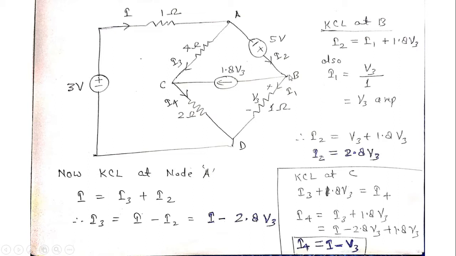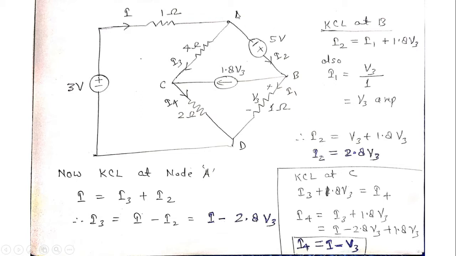Now apply KCL at node B. According to Kirchhoff's current law, the total incoming current is equal to the total outgoing current. The total incoming current is I2, which is equal to the total outgoing. Outgoing is I1 and this 1.8 V3, which is the dependent current source that depends upon voltage V3. So I2 is equal to I1 plus 1.8 V3. We know that I1 is equal to V3 ampere, so putting this value, I2 is equal to V3 plus 1.8 V3, that is 2.8 V3.